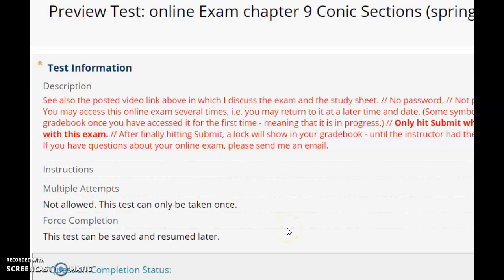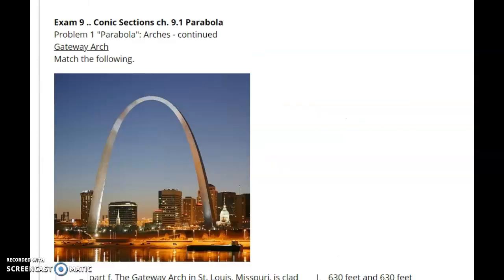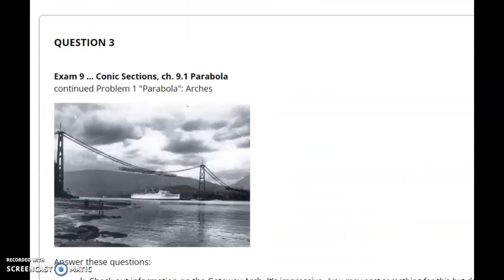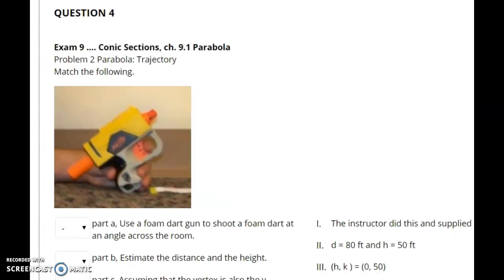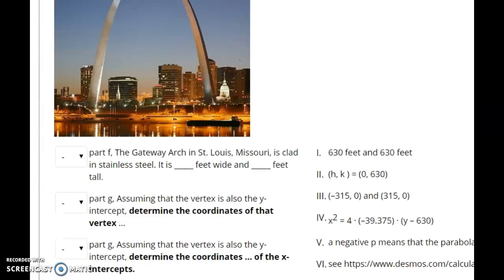This is the recording for the online exam, Chapter 9 for Conic Sections. So I've adapted it to show it online. Here's, for example, the Easter arch for problem 1. And then here's the gateway arch for still actually problem 1. And then still problem 1 for the bridge. And then trajectory for the parabola.